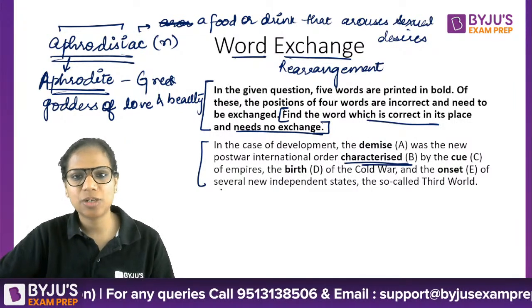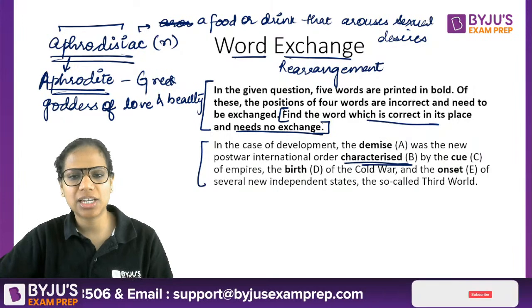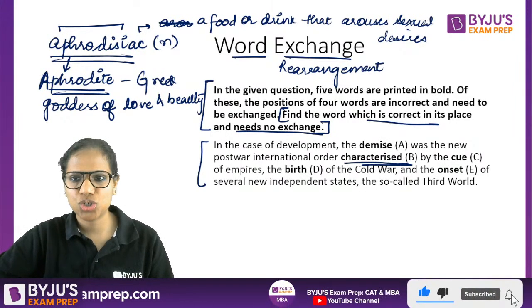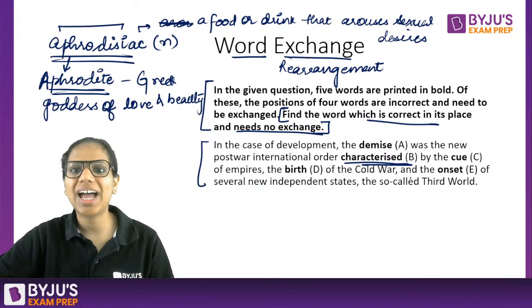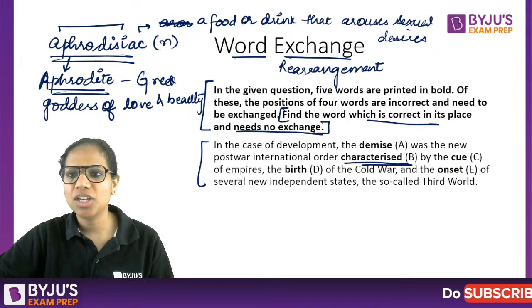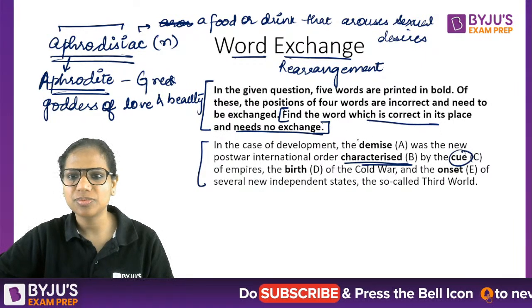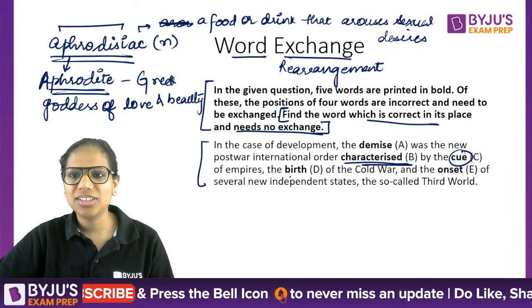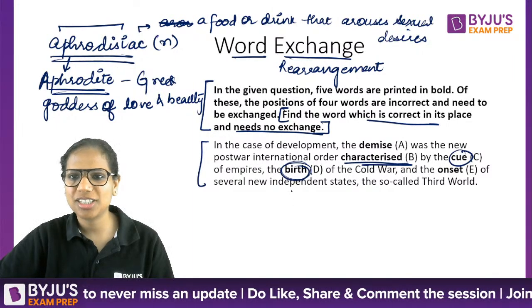B is in its correct place. And if I have to arrange all the others, this is how this sentence will read. In the case of development, the dash was the new post-war international order. The dash. The dash what? Onset. What will I write here? Tell me. The or the birth. Does that fit?